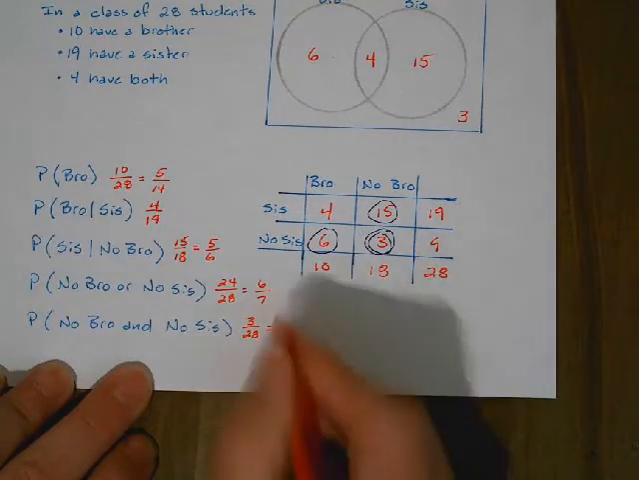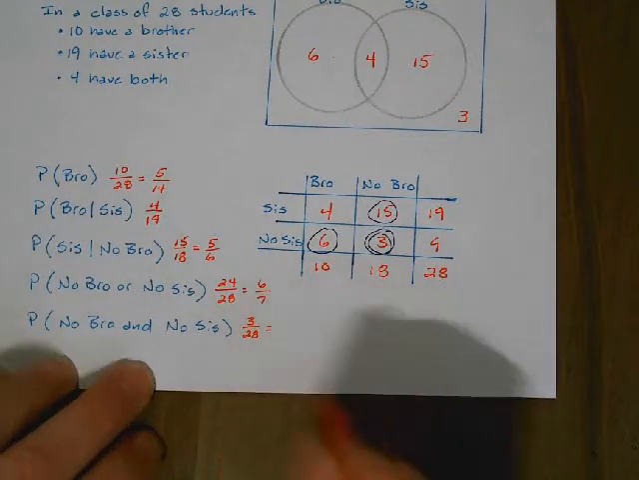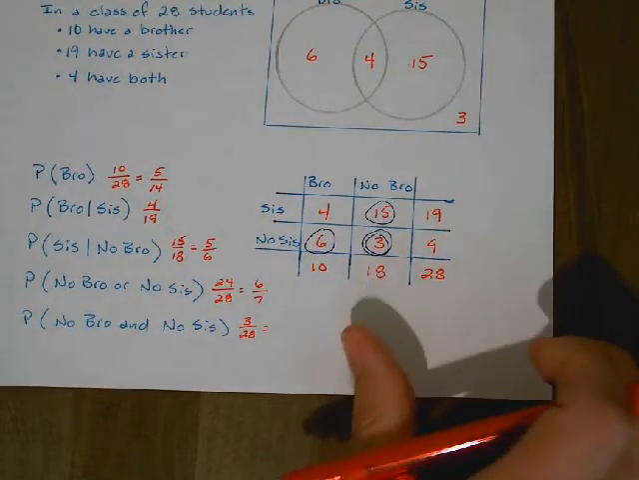And that reduces to... nothing. No. Yeah, that doesn't reduce. Correct. So just 3 out of 28. So there you go. Last part.